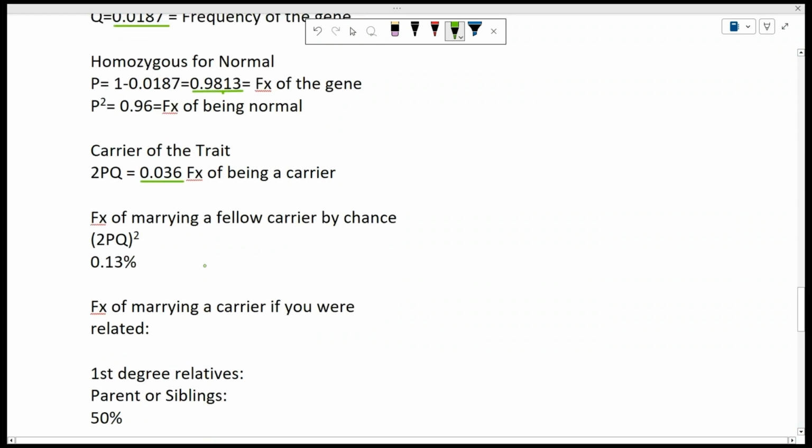So if you were to marry your first degree relative, so that's going to be your parents, your children, your siblings, stuff like that, you have about a 50% chance of marrying somebody that's carrying the same messed up gene as you are, right? In this case, the genes for methemoglobinemia.